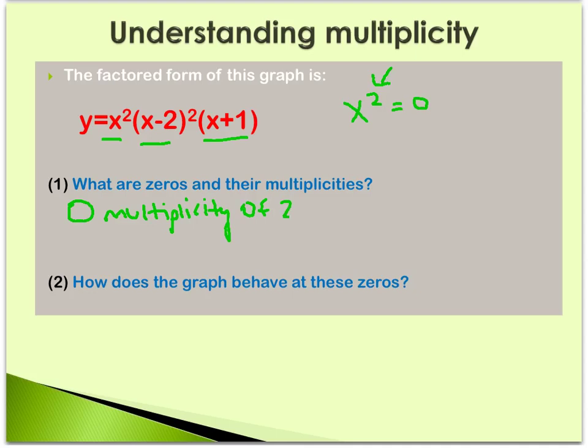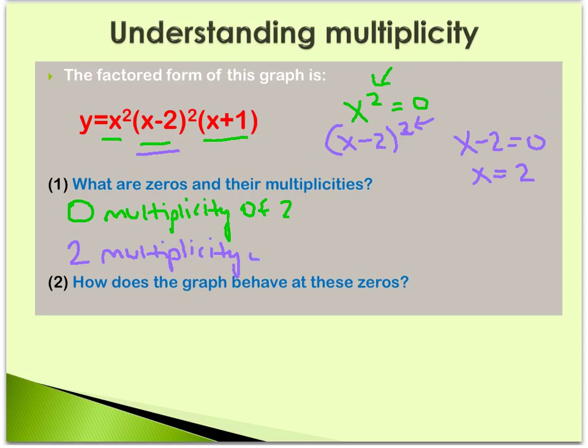And looking at the next term here, (x minus 2) squared. Squared means it appears twice, so I know my multiplicity is going to be 2, and if I actually solve this, I would get x equals 2. So my zero is 2, and I have a multiplicity of 2. And then the last term, x plus 1. If I solve that, I just get x equals -1. Therefore, -1 is a zero, and it only has a multiplicity of 1. If I could spell multiplicity, right?